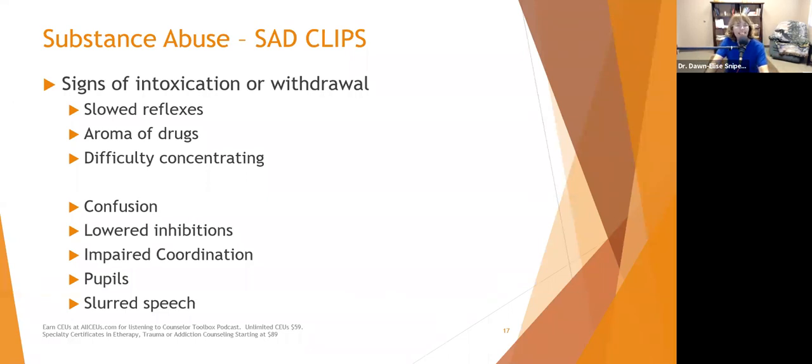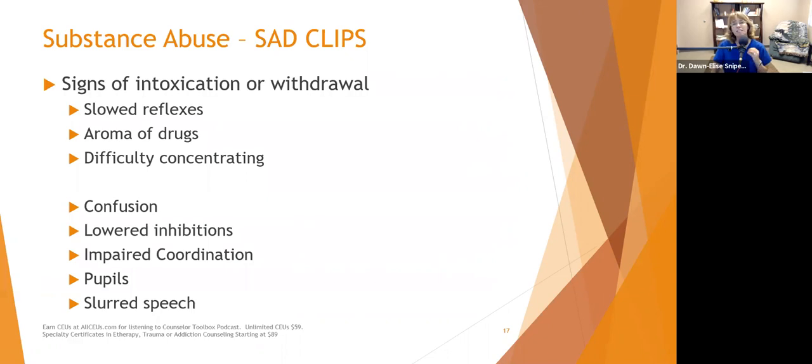So you're going to look for slowed reflexes. If they're slowing down, you're going to look for the aroma of drugs. Do you smell marijuana? Do you smell alcohol? Most of us haven't smelled crack, but once you've smelled it, you know what it smells like. Is the person having difficulty concentrating? Now remember, we've talked about difficulty concentrating for every single diagnosis so far, so that's probably going to be there. Is there confusion, lowered inhibitions, impaired coordination? Are their pupils either blown way wider than they should be, or are they constricted and pinpoint? And do they have slurred speech?